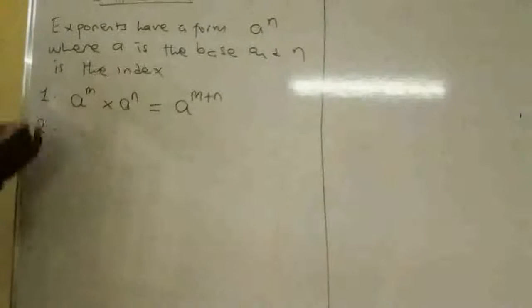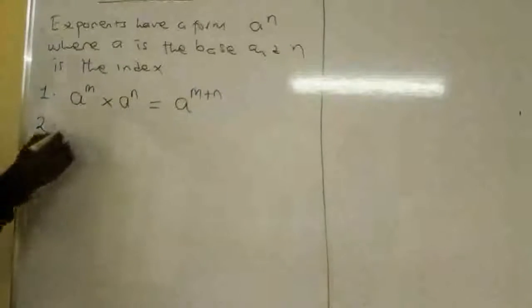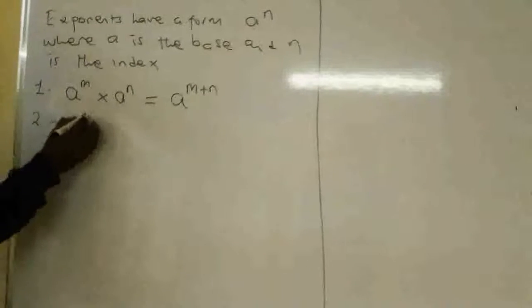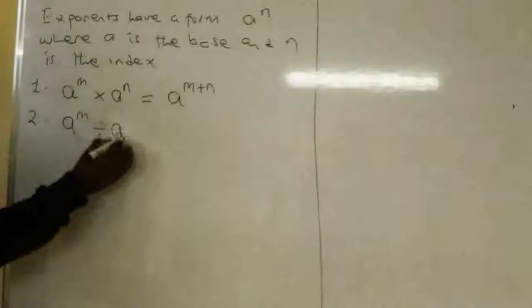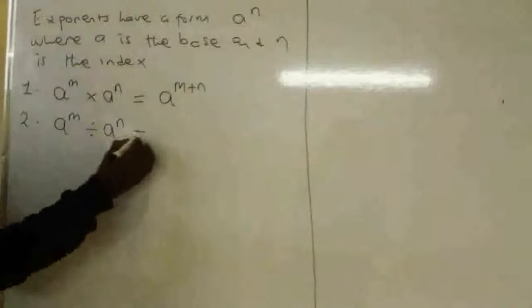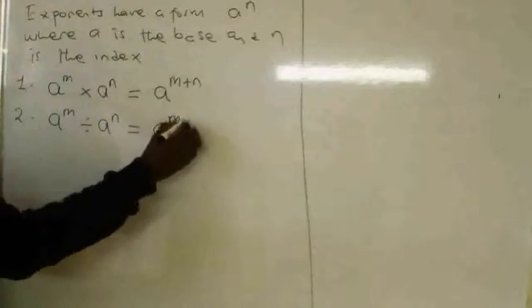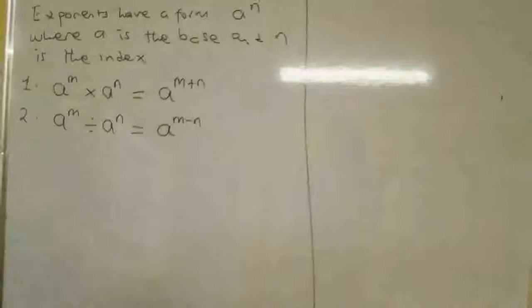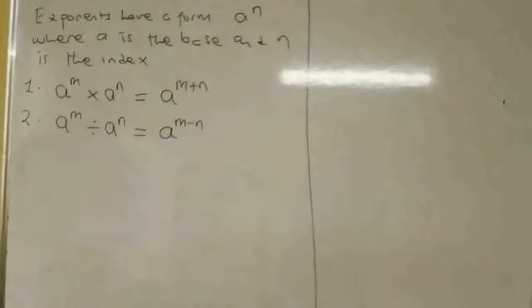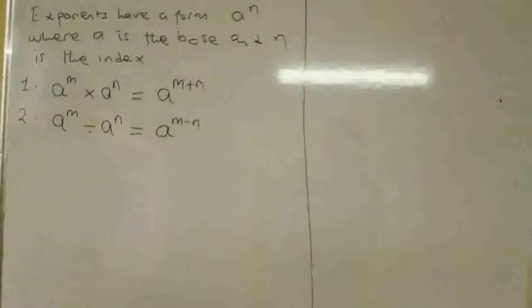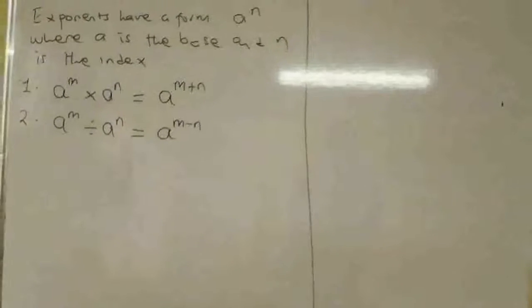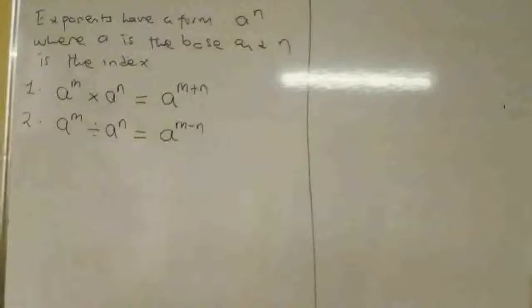The second rule says a power m divided by a power n is the same as a power m minus n. If you are dividing exponents, that is a power m divided by a power n, it means that you are going to subtract the powers.